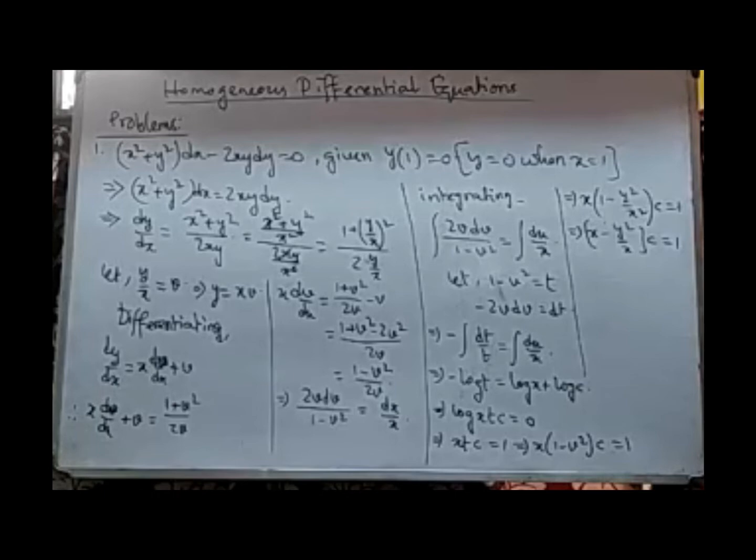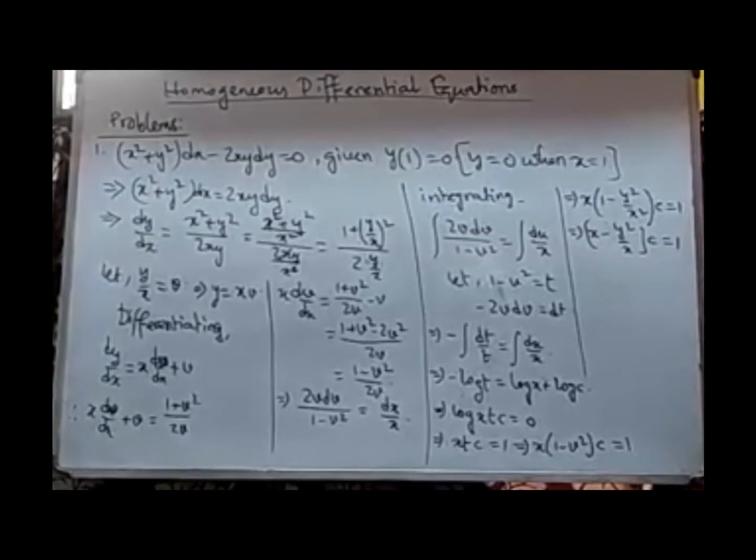But see, the question is not complete yet. We have not used that given condition, y1 equals to 0. That means y equals to 0 when x equals to 1. So why do we need that? If you remember, while doing the chapter, we have said that this c is an integrating constant. It is an unknown constant. And the presence of this c means the solution is a general solution. That means it is presenting all possible solutions at once.